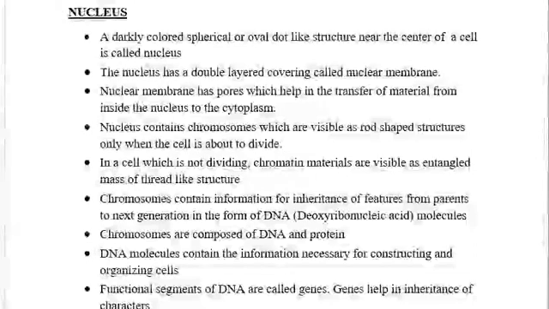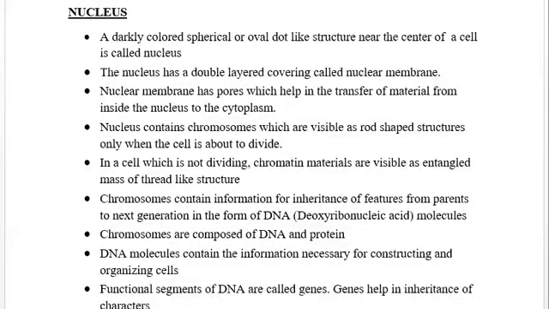Hello students. So our last topic was about the study of animal cells. Now we go over to the nucleus. The nucleus is a darkly colored spherical or oval dot-like structure near the center of the cell. Whenever you study a plant cell or an animal cell, when we stain the cells, whether it was onion cells or cheek cells, you will see below the microscope a spherical or oval structure near the center. That part is called the nucleus.